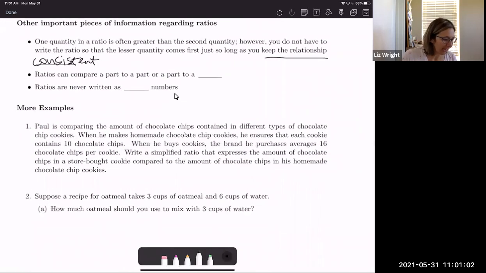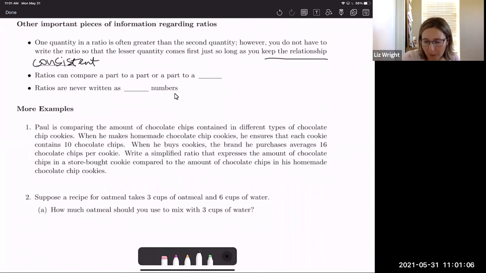It says ratios can compare a part to a part or a part to a whole.